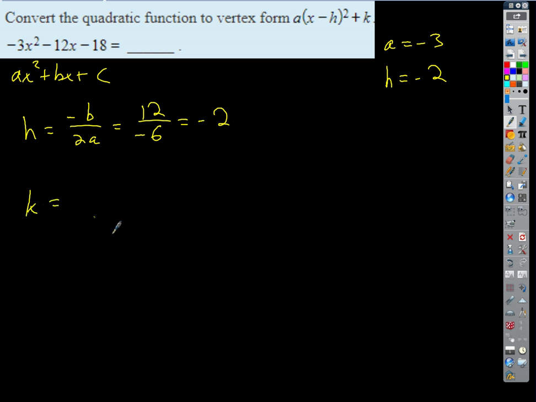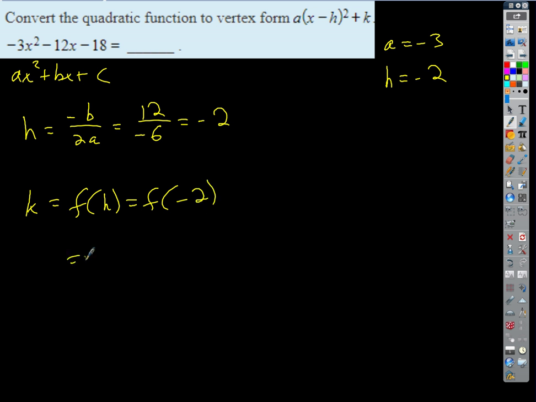So once again, how do I find a y value if I know an x value for any function? What do you do? Yeah, I just plug it in, right? Plug the x value into the function to find the y value. So k is just f of h, so it's f of negative 2.